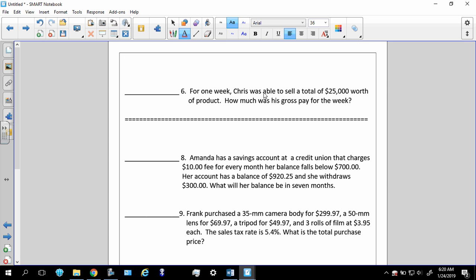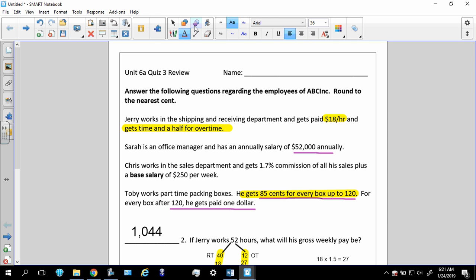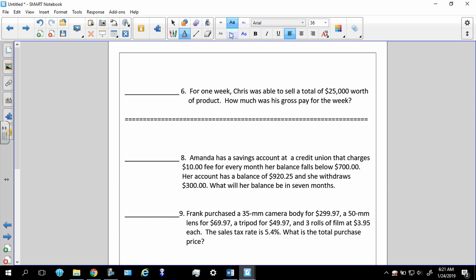All right, for 1 week, Chris was able to sell $25,000 worth of product. How much is gross pay? All right, so Chris, let's see. He is a salesman. He gets 1.7% commission plus a base salary of $250 per week. Now, remember, this base salary means after I finish doing my calculations, I'm going to add 250 bucks.